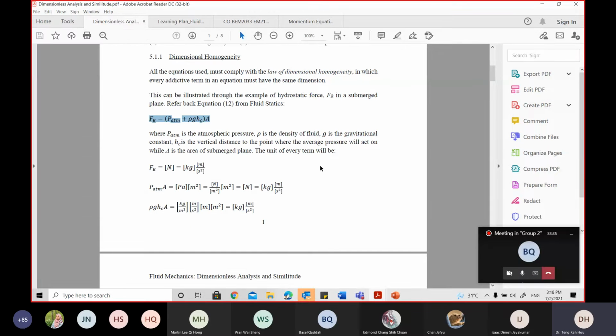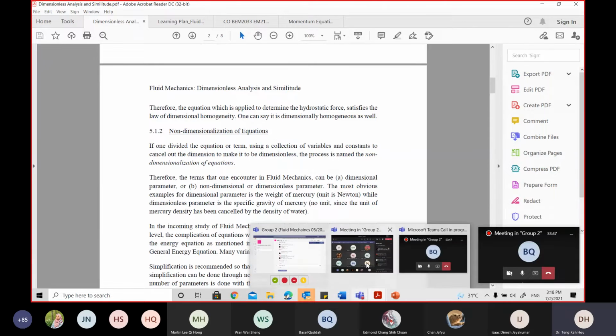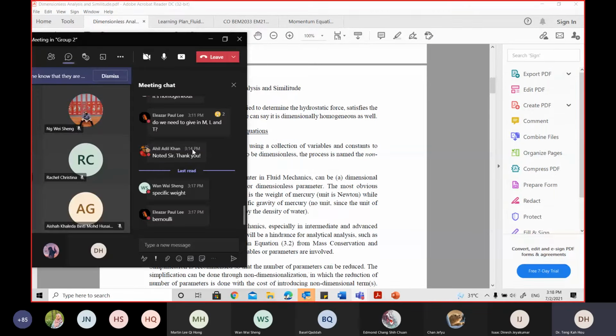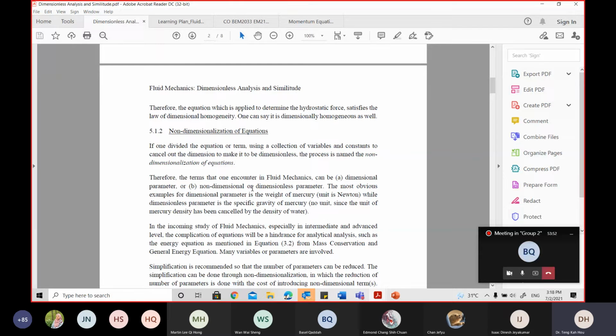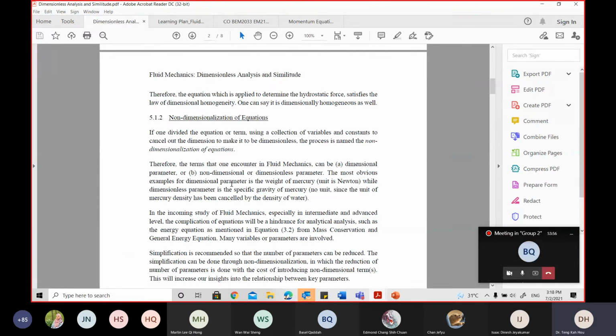No question for this, right? Can I proceed to the next one, the so-called non-dimensionalization of equations? Is that right? Yes, sir. Okay. So for this second part, we are going to learn non-dimensionalization of equations.